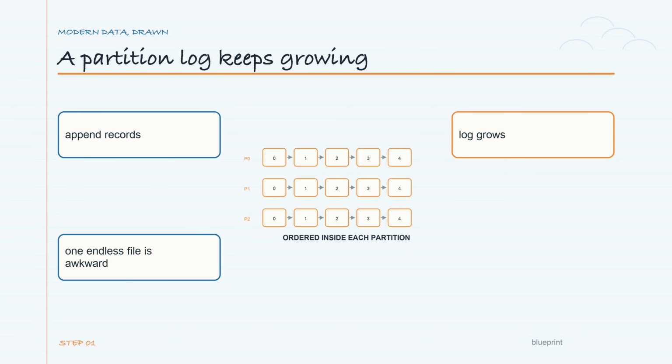We will build this idea one small step at a time, using a picture instead of jargon. Kafka appends records to each partition. If one physical file grew forever, managing indexes, deletion, and recovery would become awkward. Let us slow that down and make it concrete. Read the drawing from one idea to the next. Append records, then log grows, then one endless file is awkward.